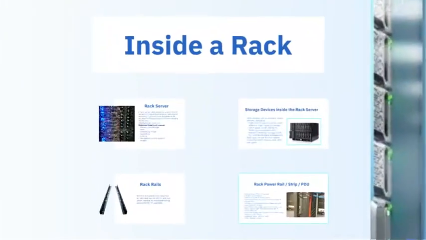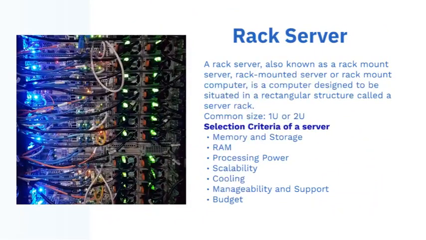So what's inside the rack? Inside the rack, we used to have a rack server. What is a rack server? A rack server is a kind of computer. A rack server, also known as a rack mount server, rack mounted server, or rack mount computer, is a computer designed to be situated in a rectangular structure called a server rack. So obviously it's like a computer. It has memory and storage as well. They are used to communicate with the clients or with other systems as well, because it's a kind of computer.